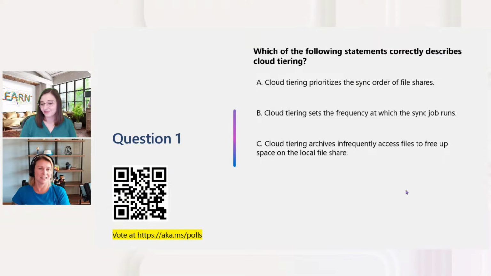I would think it's probably C. Well, let's find out. Let's take like 10 more seconds to allow more responses. Because it doesn't set the frequency at which the job runs. That's set elsewhere. And it can't prioritize. I didn't see anything about that. It doesn't know the priority. Right. It's an important file, I need it synced now.